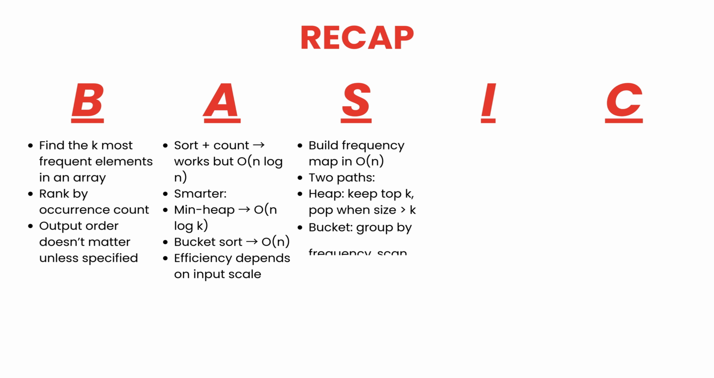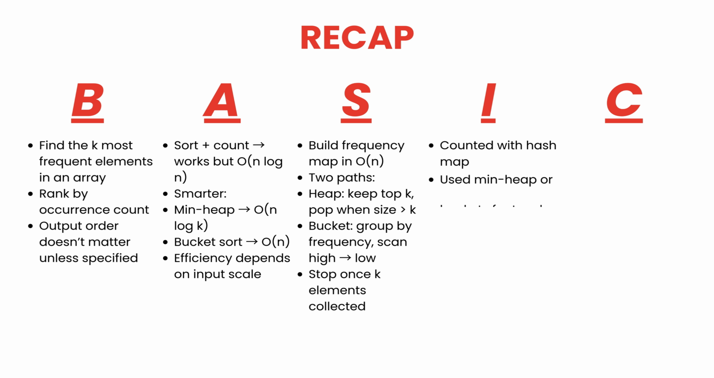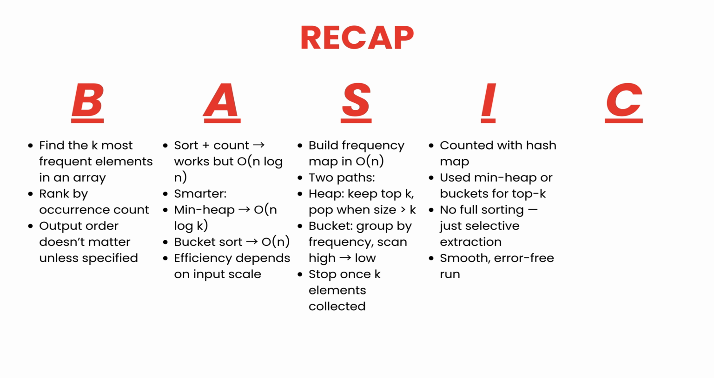Plan of attack. Build a frequency map in O(n). Choose a path. Min heap: push frequency, element, pop when size exceeds k. Bucket sort: create buckets indexed by frequency, drop each number into its bucket, then scan from high to low until we have k. We followed that blueprint, first counting with a hash map, then either maintaining a size k min heap or filling frequency buckets. No extra sorting of the entire dataset, just the necessary work to surface the winners.